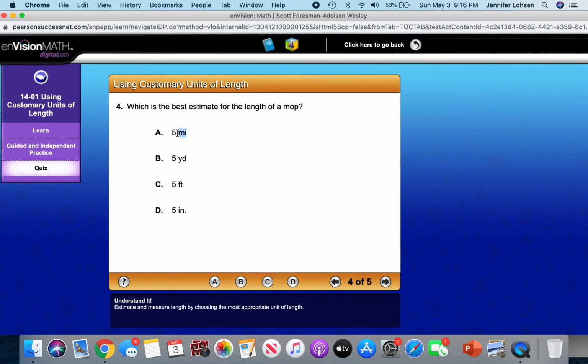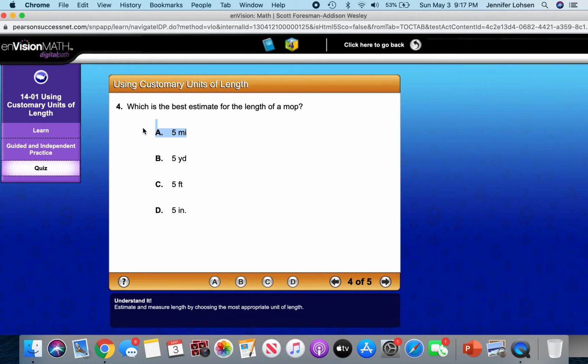Now, MI is the abbreviation for miles, YD is the abbreviation for yards, FT is the abbreviation for feet, and IN is the abbreviation for inches. So if we're thinking of something that is the length of a mop, which is not quite as tall as Miss Lawson, but it's really close, how are you going to measure that length?